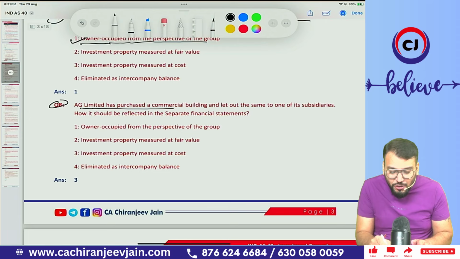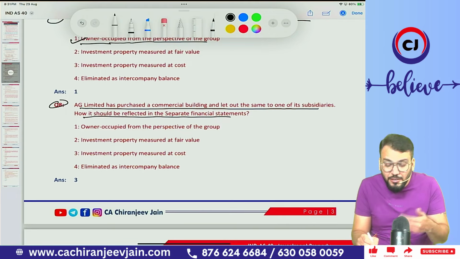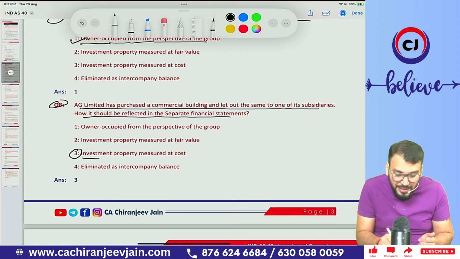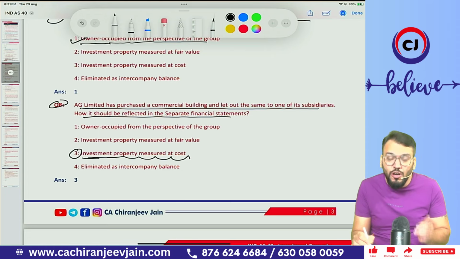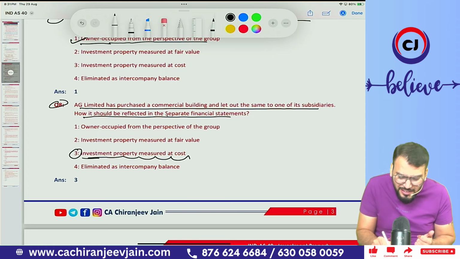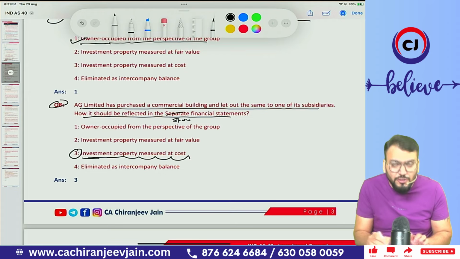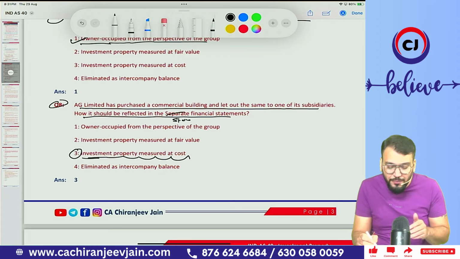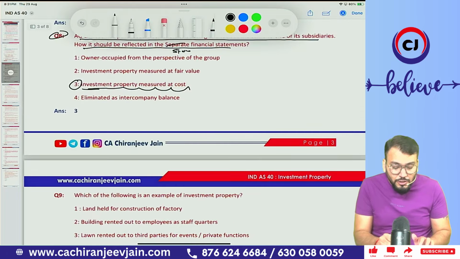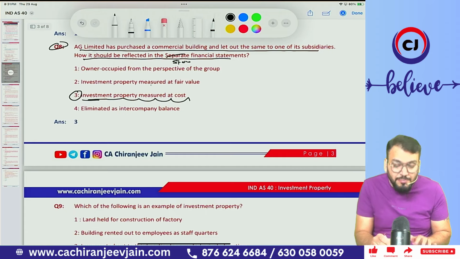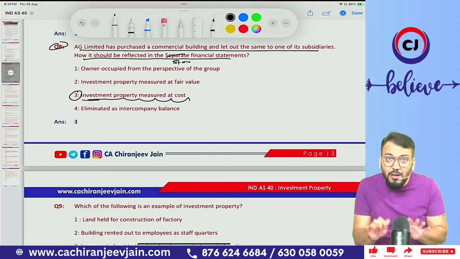Question number 8, a similar question. AG Limited has purchased a commercial building and let out the same to one of its subsidiaries. How will it be reflected in the separate financial statements of AG Limited? In the separate financial statements of AG Limited, it will be investment property measured at cost. So option number 3 will be correct. The separate financial statement is nothing but the standalone or individual financial statement. They have asked from AG Limited's point of view. Got this point? Yes, sir. So it will be investment property measured at cost, not at fair value. So read the options carefully.